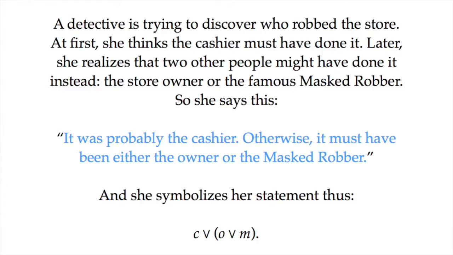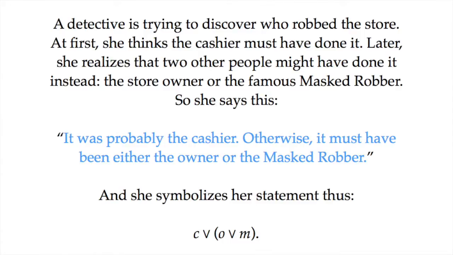Here it is. A detective is trying to discover who robbed the store. At first, she thinks the cashier must have done it. Later, she realizes that two other people might have done it instead, the store owner or the famous masked robber. So she says this: it was probably the cashier. Otherwise, it must have been either the owner or the masked robber. And she symbolizes her statement thus. And then you can see how she symbolized this.